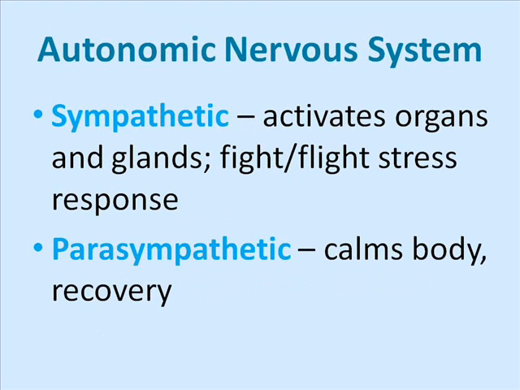The autonomic nervous system, which is part of the peripheral nervous system, can be further subdivided into the sympathetic and parasympathetic nervous systems. The sympathetic nervous system is the nervous system that's activated when you're under stress or facing an emergency situation. A sympathetic response is going to activate the organs and glands and is sometimes called the fight, flight, or stress response. This is what happens when you might experience a sudden emergency.